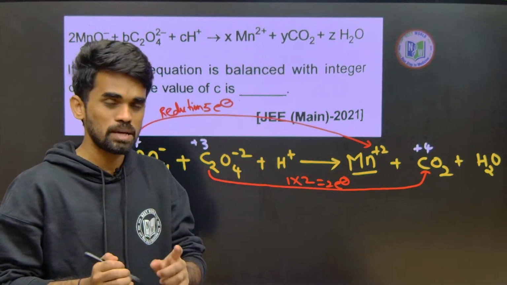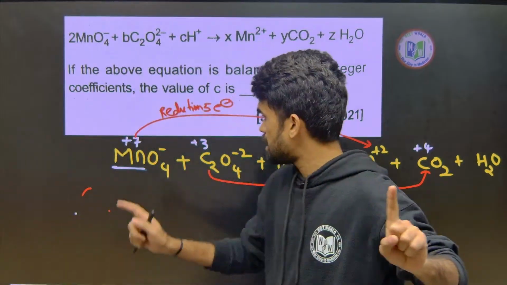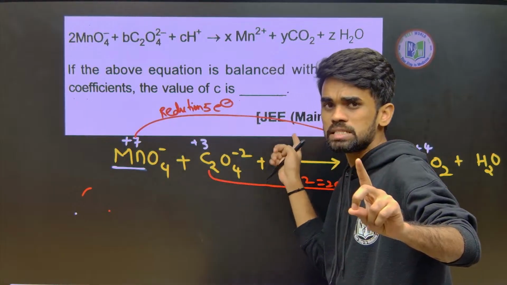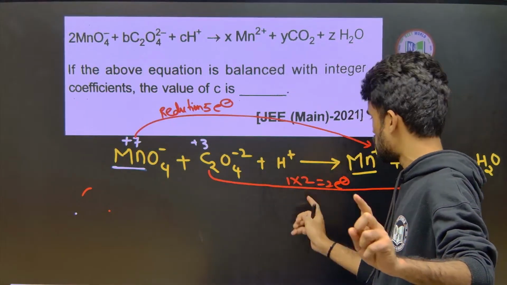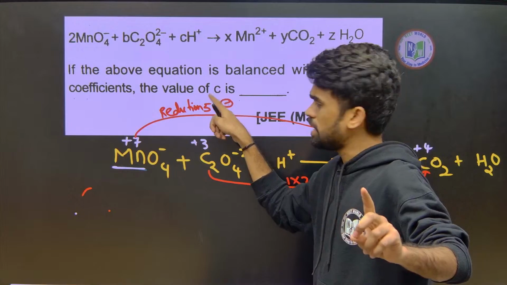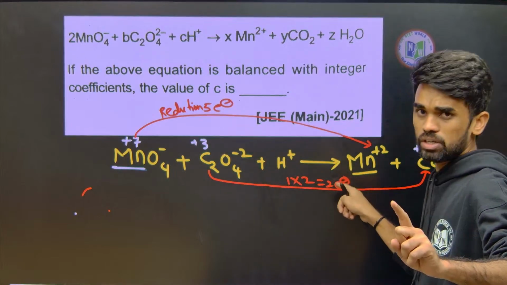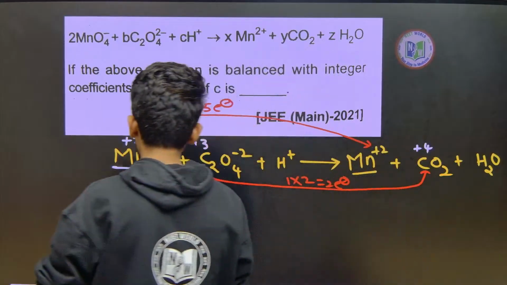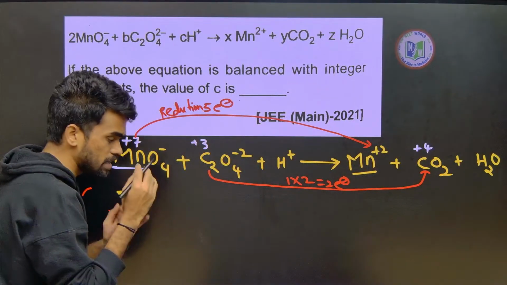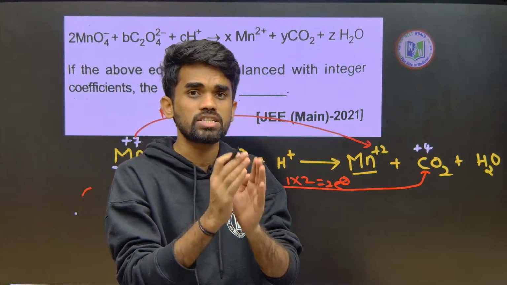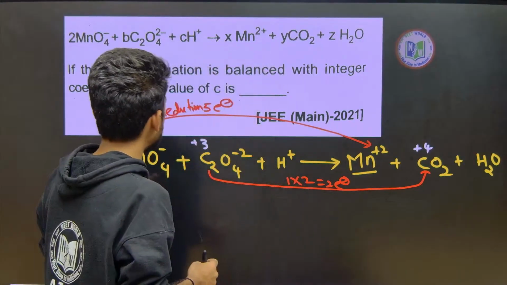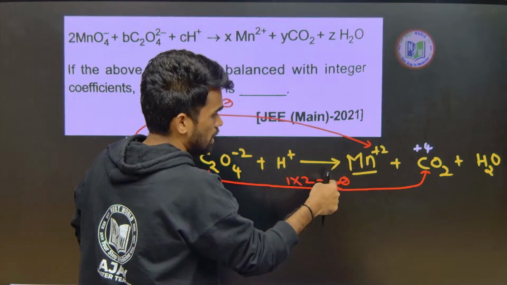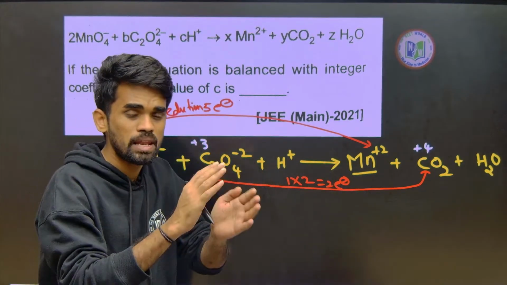Now the main step: what is the first step I told you? Assign the oxidation states and give the number of electrons lost and the number of electrons gained, like this. See, it is gaining 5 electrons and losing 2 electrons. Now what you need to understand is that the total number of electrons lost and gained in a redox reaction should be equal. In this reduction it gained 5 electrons, in this oxidation it lost 2 electrons. It should not be unequal numbers.